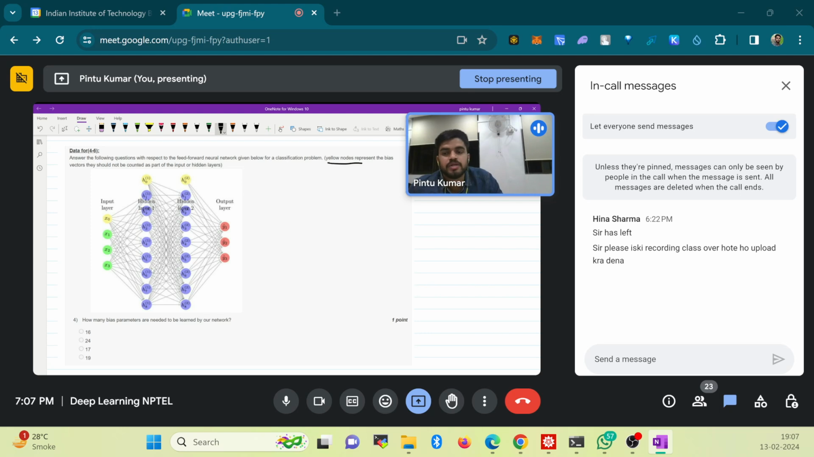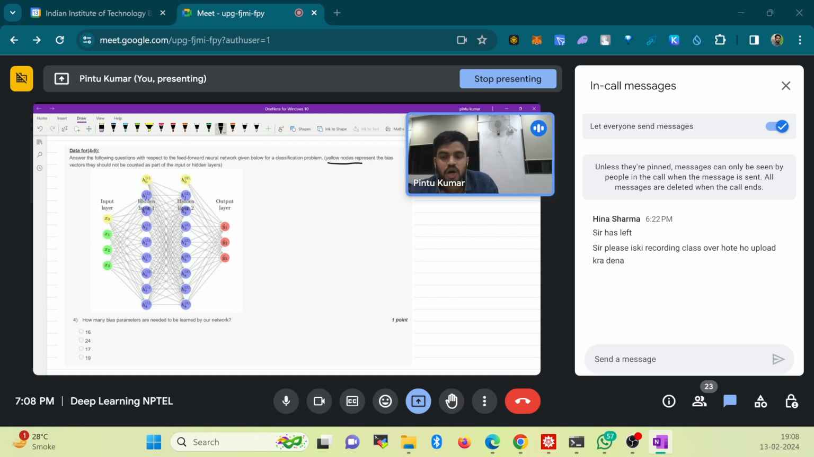So yellow nodes represent bias. So this is all the bias. They have combined it to form something called H node 1, H node 2. So rather than writing B1, B2, B3, they have combined it as a node and written it over there. So this would have many terms, just remember that. So this is the output layer and these are the hidden layers.